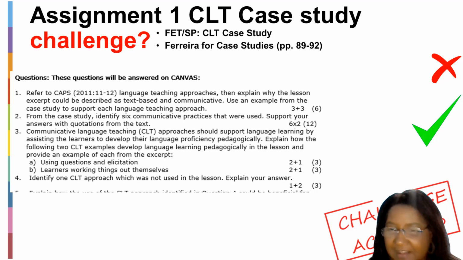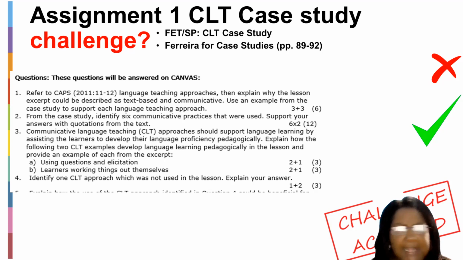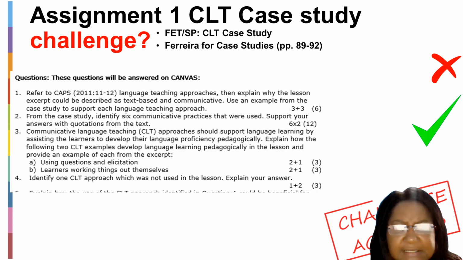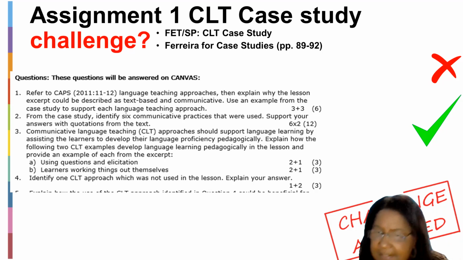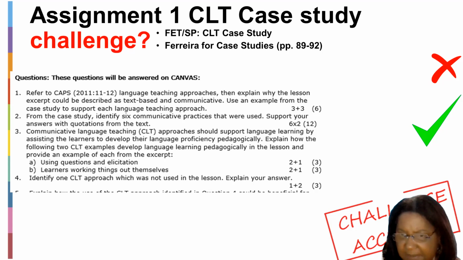Okay. So the questions would be, for example, you're going to read the case study and they will say, refer to the CAPS document, 2011, pages 11 and 12, language teaching approaches, then explain why the lesson excerpt should be described as text-based, number one, and then as communicative. So in other words, what did the teacher in the case study use that makes it text-based? What did she use in the classroom, and what makes it communicative?